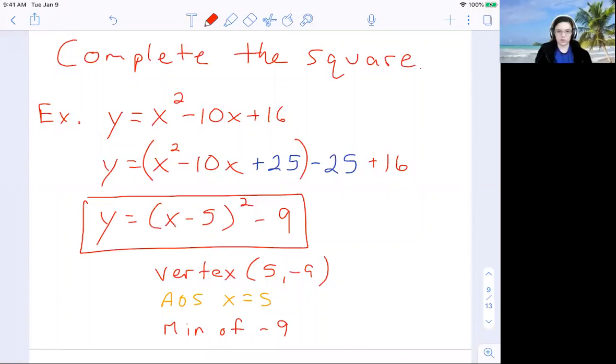So where did you get the 25 from? Yeah, the 25, the magic number, comes from this. You take half of the b term and square it. So you take half of that, which is -5, and that squared is 25. And then you add it and subtract it. So half of the b term squared is where the magic number comes from, and then you add that number and subtract that number.